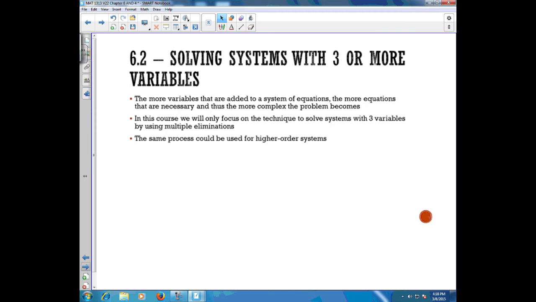Now, solving the system can be a little more complex. For each variable that we add, we need another equation. And for every equation that we add, we have to do more eliminations. So in this course and for this section, I'm only going to show you how to do a system with three variables using multiple eliminations. If you wanted to do 4 or 5 or 6, you could do the same process, it would just take a lot longer. As you'll see, just going from 2 to 3 makes it take a lot longer.